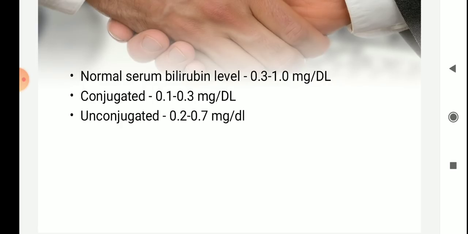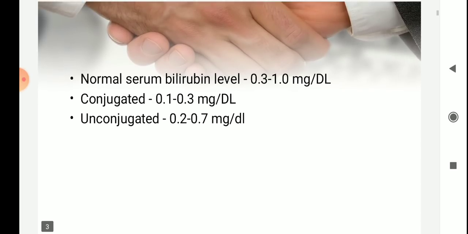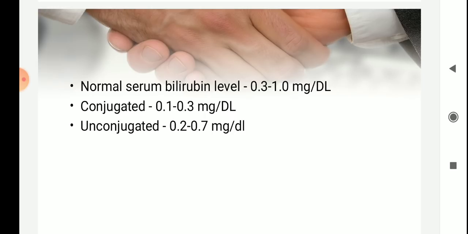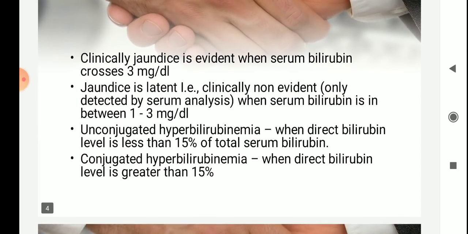This is the basic fundamental test advised by most physicians or surgeons, usually the pediatrician and physicians. It is a commonly done test and a part of the liver function tests. Conjugated is 0.1 to 0.3 milligram per deciliter, that's the normal value. Unconjugated is 0.2 to 0.7 milligram per deciliter. So clinically, jaundice is evident when serum bilirubin crosses 3 milligrams.